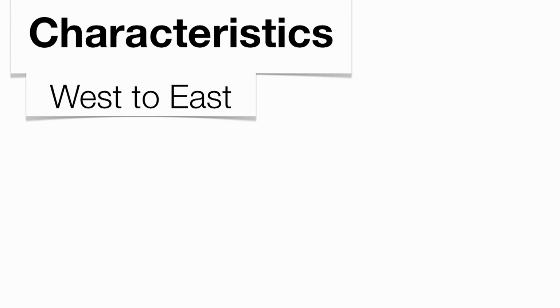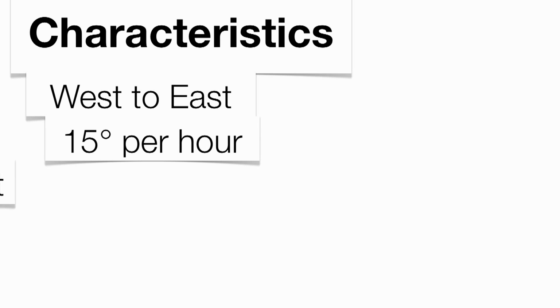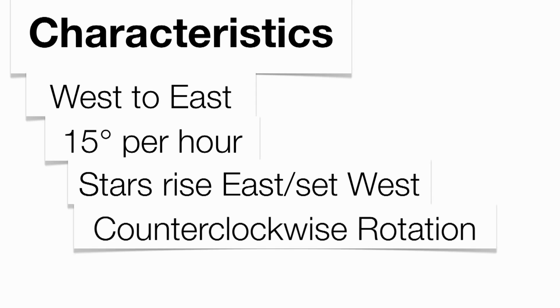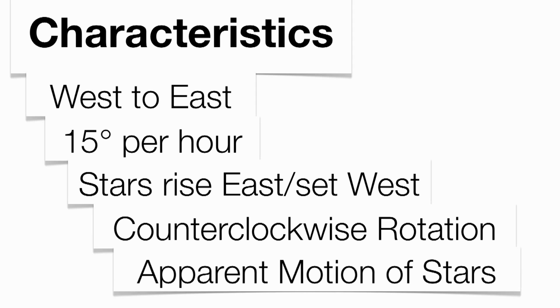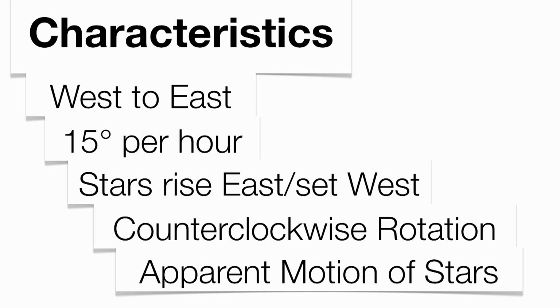Now, the characteristics that you need to know about rotation include that we travel west to east with our rotation. We rotate counterclockwise, so essentially we rotate west to east. We rotate 15 degrees per hour in a counterclockwise direction, which will cause our stars, including our sun, to rise in the east and set in the west. Now, our stars rising and setting is what we call apparent motion. The stars physically don't move in relation to us. They're just too far away for us to locate any movement. They appear fixed in the nighttime sky.